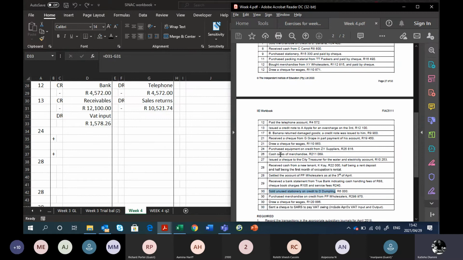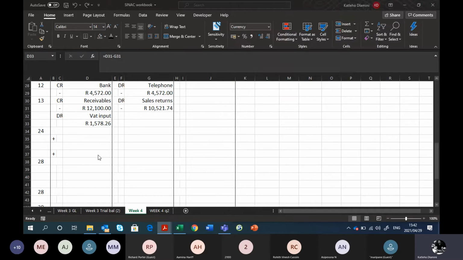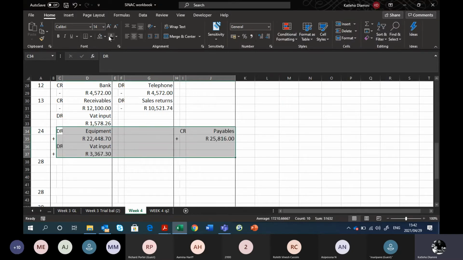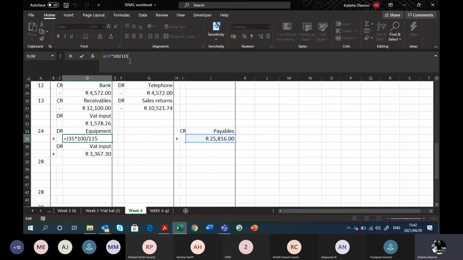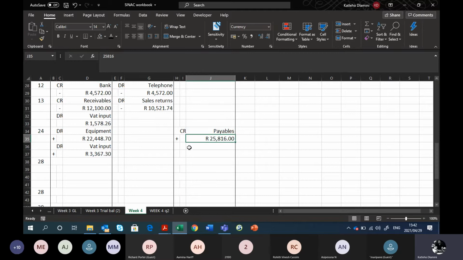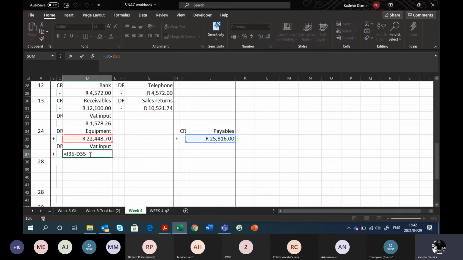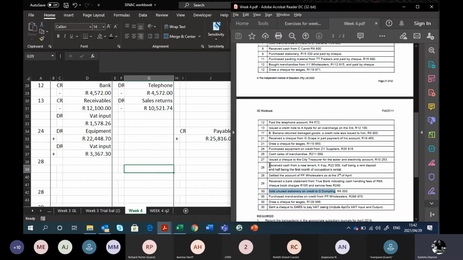Then on the 24th, purchased equipment on credit for that amount. So equipment is then debited with the VAT exclusive amount version of this. Our payables is then credited with this amount, and then our input VAT is then debited with the VAT amount portion of this amount. So it's going to look like this. So equipment debited with the exclusive amount, you see that amount multiplied by 100 over 105. Payables is then credited with the full amount, and your VAT input is then debited with the difference, which is the VAT. Okay.